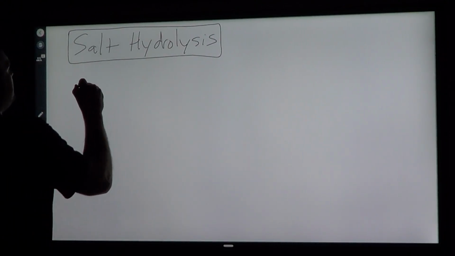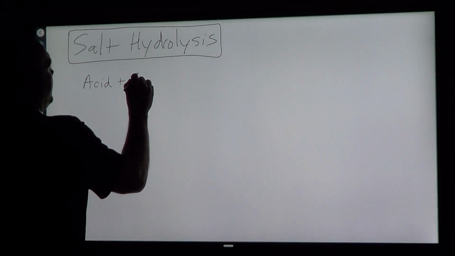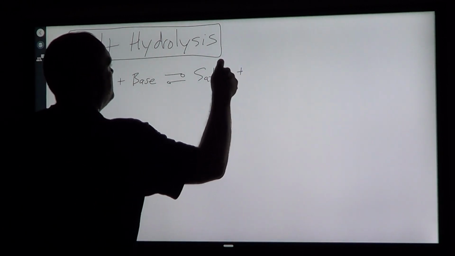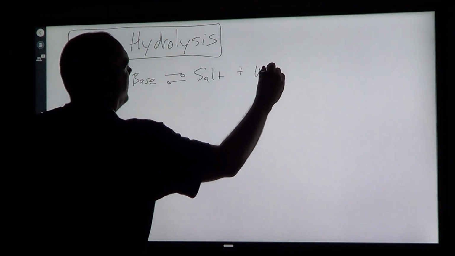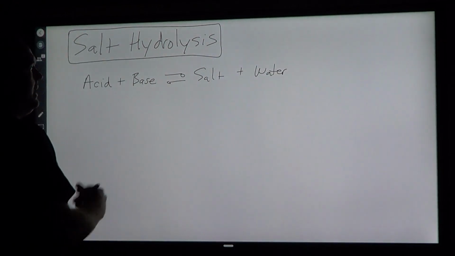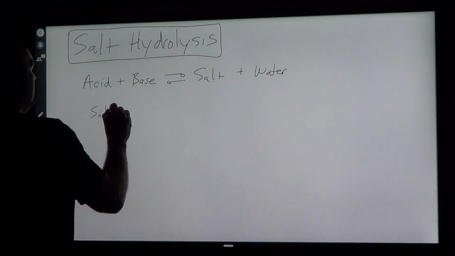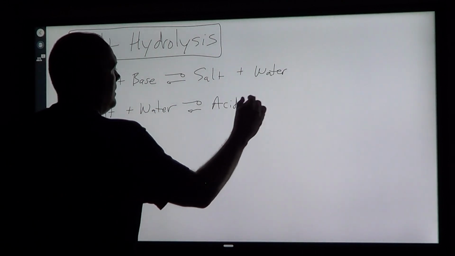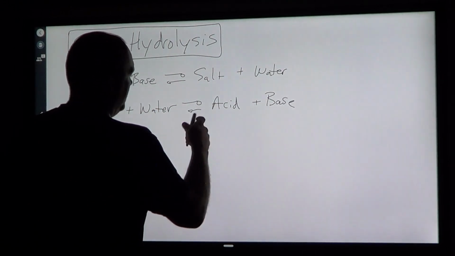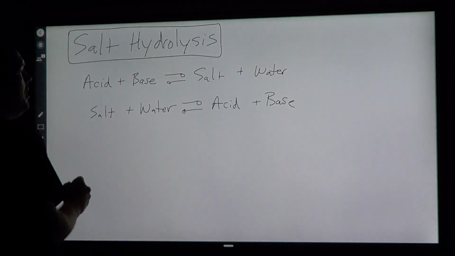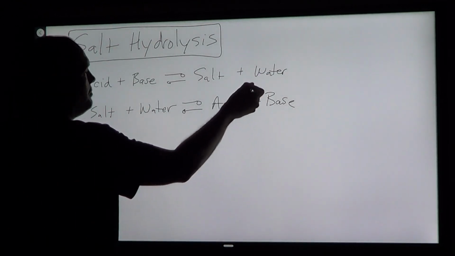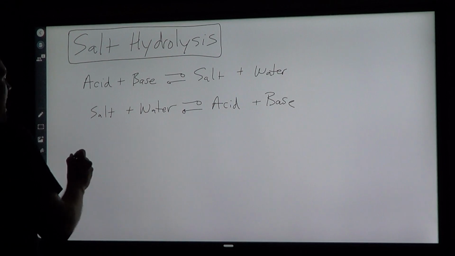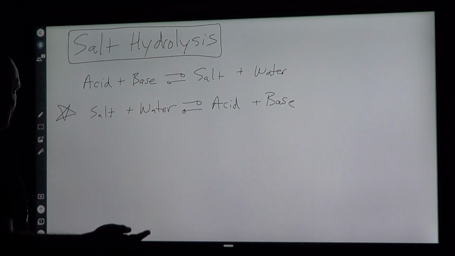Unfortunately, because acid plus base can make salt and water, we can also get salt mixed with water can create an acid and a base. So this ties into reversible reactions. Not only can the reaction go forward, but the reaction can also go backwards. So salt hydrolysis is when we're keeping track of this second one.